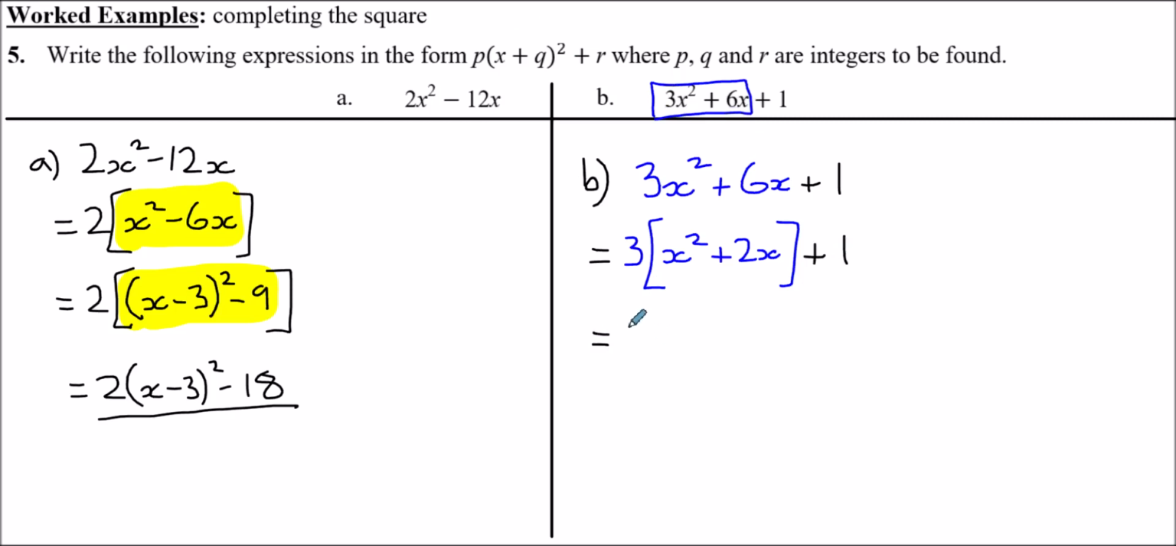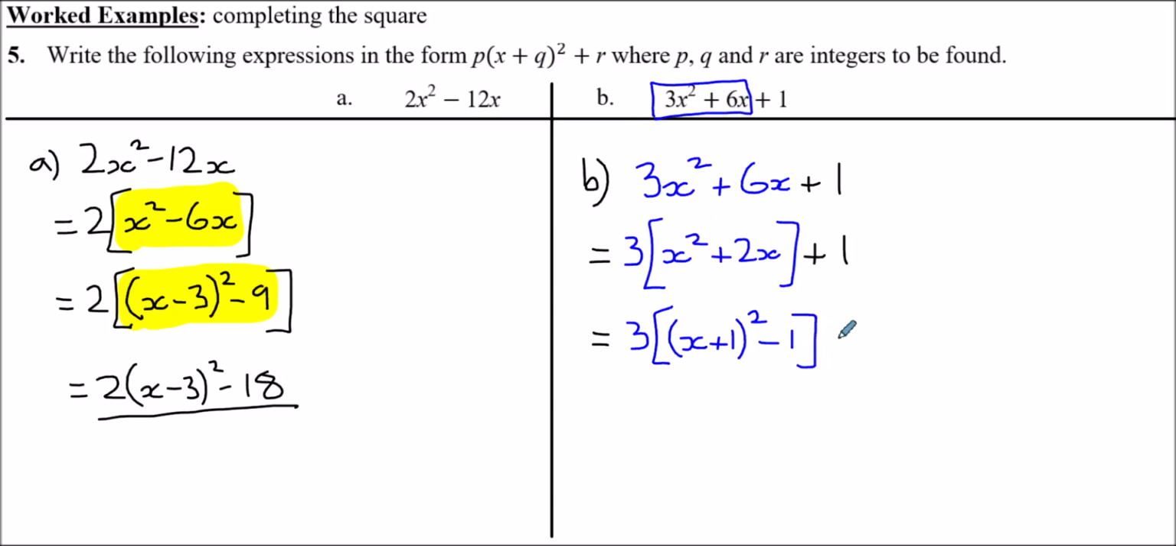So we have 3 big square brackets. Now we just complete the square on this x squared plus 2x part. So x squared becomes x in the brackets. Half of 2 is 1. We square all that, and then minus off this thing squared. The square of 1 is 1 times 1, which is 1, which is why we minus off 1 like so.